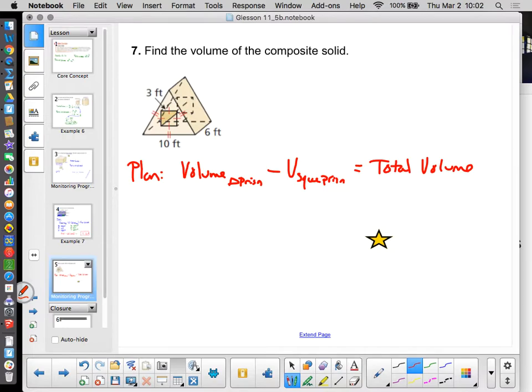Now notice that we have markings to indicate it is an equilateral triangle. So the volume of the triangle prism, we got to start by finding the base area. Since it is an equilateral triangle, we can use the equilateral triangle formula.